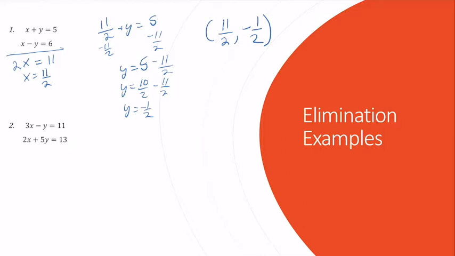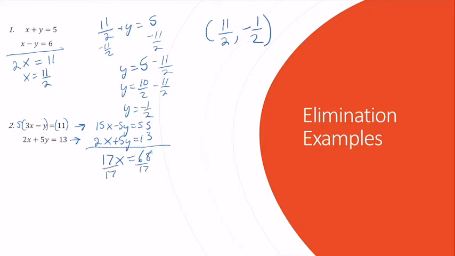All right, for this next example, I've got 3x minus y equals 11 and 2x plus 5y equals 13. I want to make sure one of my two sets of variables have coefficients that are opposites. So I could multiply this first equation by 5, and this would give me 15x minus 5y equals 55, and I could add that to my original equation of 2x plus 5y equals 13. That gives me 17x equals 68. I divide both sides by 17. I get x equals 4.